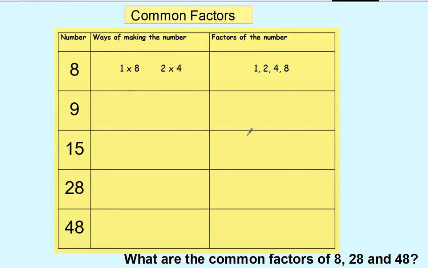Can you now pause the video and have a go at this? Copy out the table and work out what the ways of making the number under the number column would be, what the factor pairs might be, and then list the factors of the number. For example, 8 can be 1 times 8 or 2 times 4, so the factors of 8 are 1, 2, 4 and 8. If you finish all this, can you tell me what are the common factors of 8, 28 and 48? Pause the video for 5 to 10 minutes and fill out this table for me please in your light blue books.